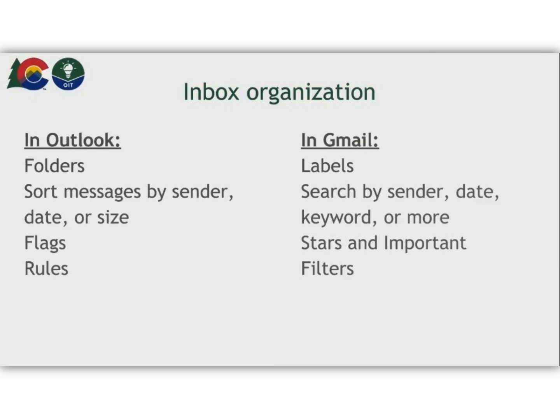So folders in Gmail are called labels. And then sorting messages is more on the search aspect of Google. Flags, so there are stars and important flags. So there are stars and importance markers, not importance flags, because importance flags in Outlook were the exclamation points that you could apply outward. So right off the bat, there's no importance flag that you would apply outward in Gmail.